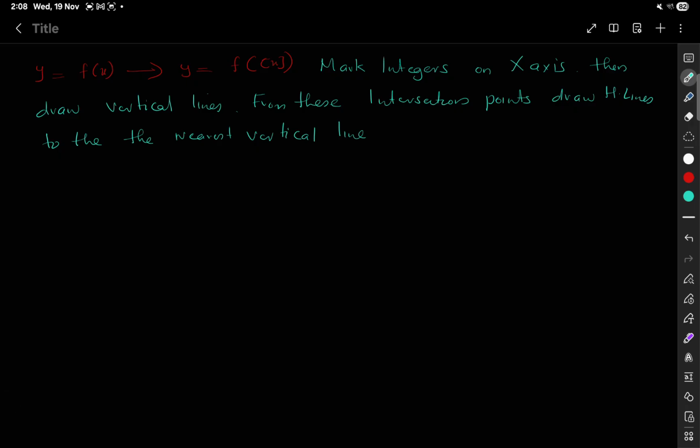That is better than the theory. So we will start with a question. Draw y equal to e raised to step x. So what we need to do is first draw y equal to e power x. So we draw y equal to e power x.